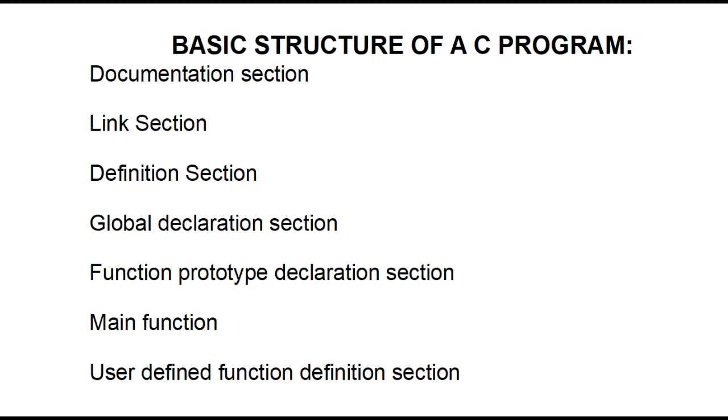Next is user-defined functions. All the user-defined functions are defined in this section. That is, int add(int a, int b). We will declare everything and return the value a plus b. All the user-defined functions are defined in this section. So this is the basic structure of a C program.